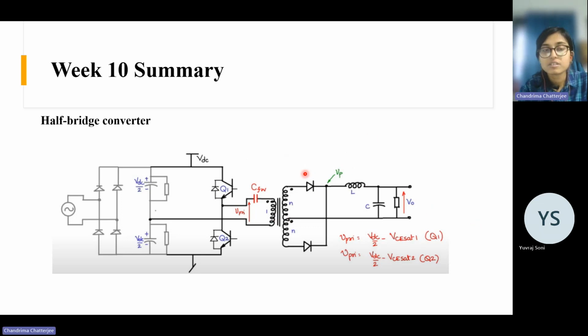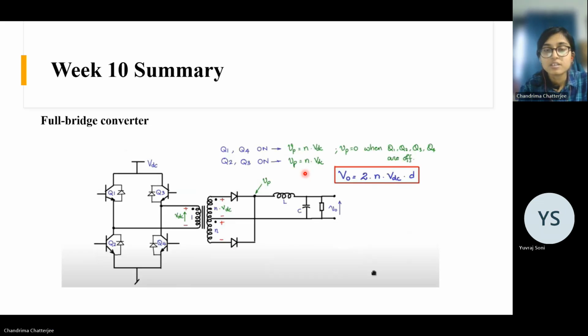So yeah, this was the half bridge converter. And there is another converter which is the full bridge converter. So this unit is called one half bridge, and two half bridges are there. So this is a full bridge. This is one, and this is two. So this is called a full bridge converter.